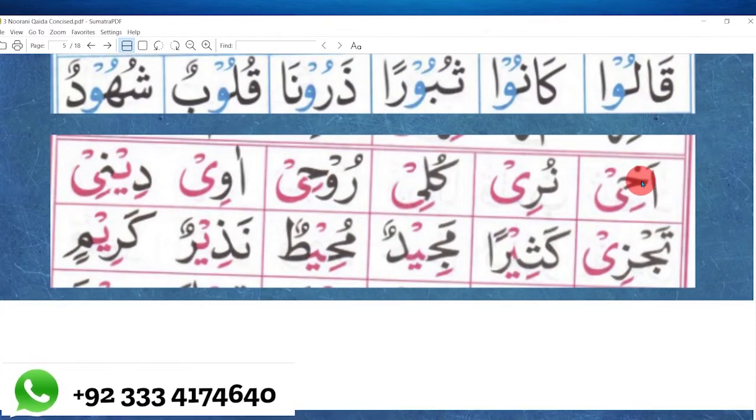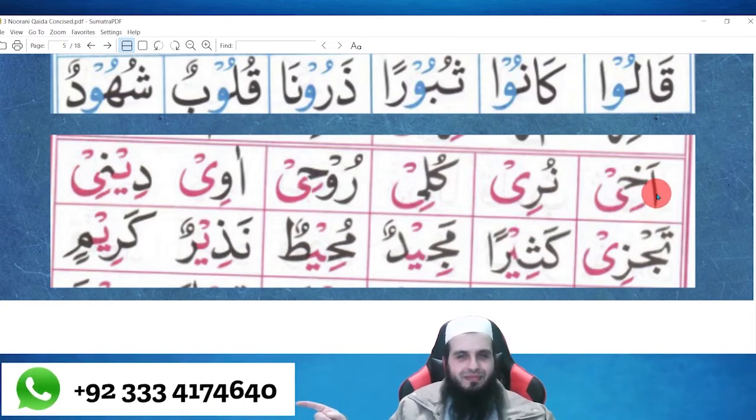Now if a letter has a zair below it and the next letter is ya with jazm, that's called ya madda, and we stretch it for 1 second. There is no difference between standing zair and ya madda. The only difference is in written form, otherwise the sound is the same. So it will be read as akhi.